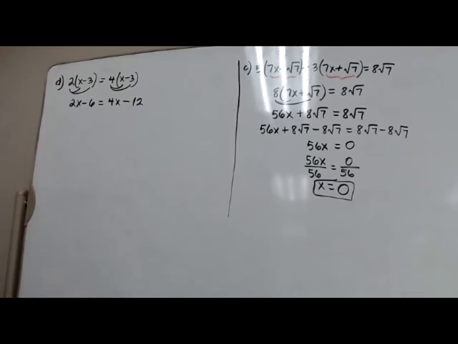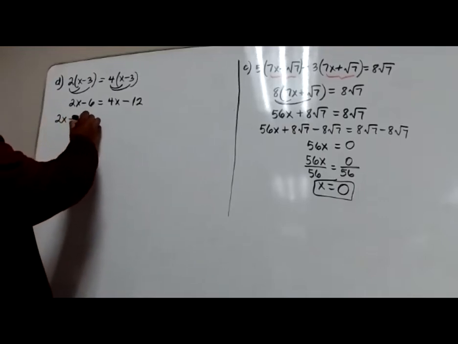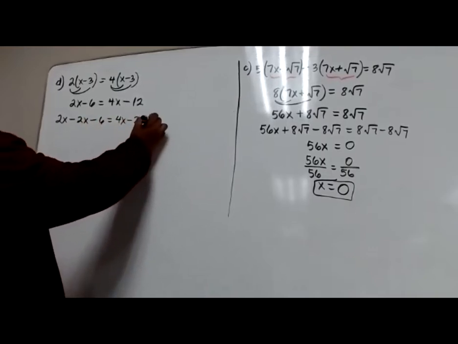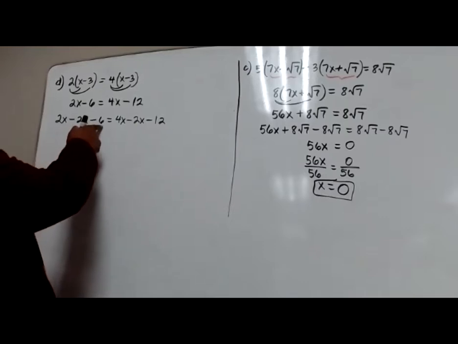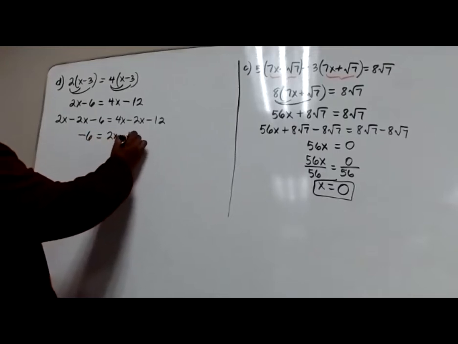Now I've got variables on both sides of this equation, so what can I do here? I would rather subtract the 2x on both sides. So here, 2x minus 2x, that's 0. I'm left with negative 6 equals 4x minus 2x, that's going to be 2x minus 12.